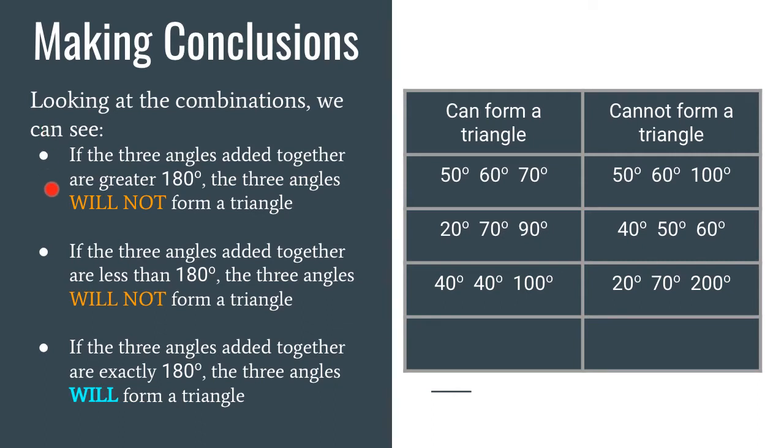1, if there are 3 angles added together that are greater than 180, those 3 angles will not form a triangle. So we have that here and here. If you add those together, they go beyond the 180 degree mark. Second, if the 3 angles added together are less than 180, the three angles will not form a triangle. We see that here. This would only add up to 150 degrees. And then finally, we can conclude if the 3 angles added together are exactly 180 degrees, the 3 angles will form a triangle. And this is true for these 3 situations.